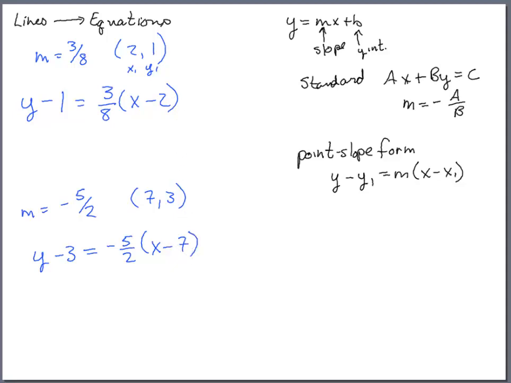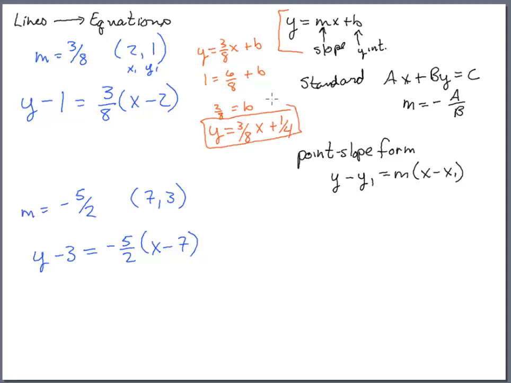Now, here's going to be a little bit of a cool connection, in my mind at least. I'm going to use the slope-intercept form on the first example and see what we end up with. We know it would be y equals 3/8 x plus b. We don't know what b is, so we stick in the point. 1 equals 2 times 3/8, which is 6/8, plus b, and subtract the 6/8 over. 8/8 minus 6/8 is 2/8, which is 1/4. So we get y equals 3/8 x plus 1/4. That's what it looks like in slope-intercept.